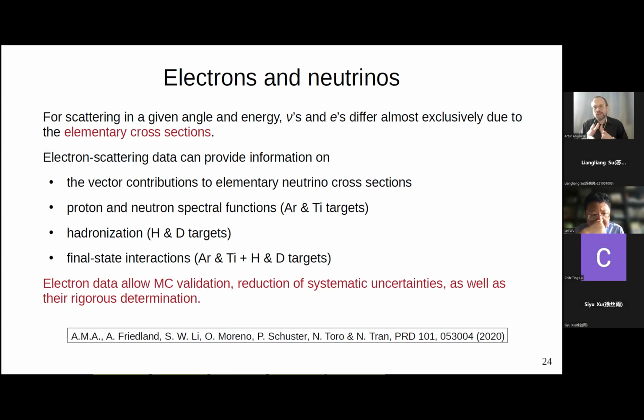And we can also learn about final state interactions by comparing light targets and the targets that we are interested in. We can use electron scattering data to validate our Monte Carlos and to reduce systematic uncertainties, because we can see some problems and we can remove them. And we can also, in the future, rigorously determine Monte Carlo simulation uncertainties instead of just comparing different simulations and hoping that this is the right estimate of the uncertainty.